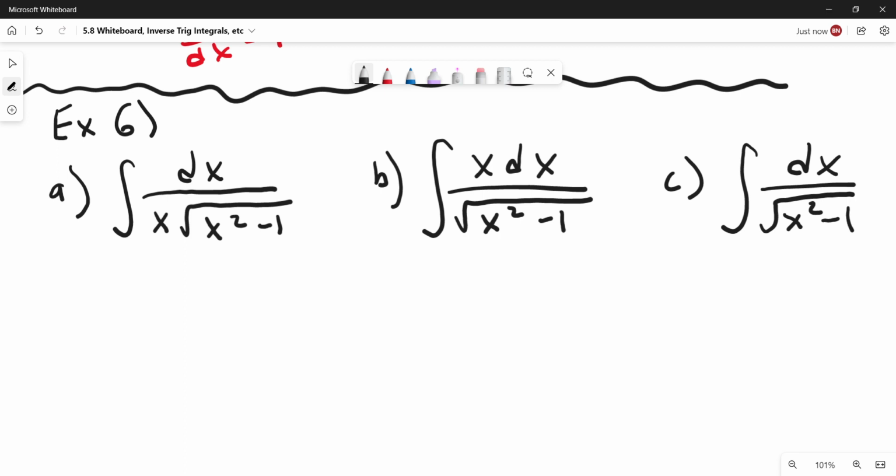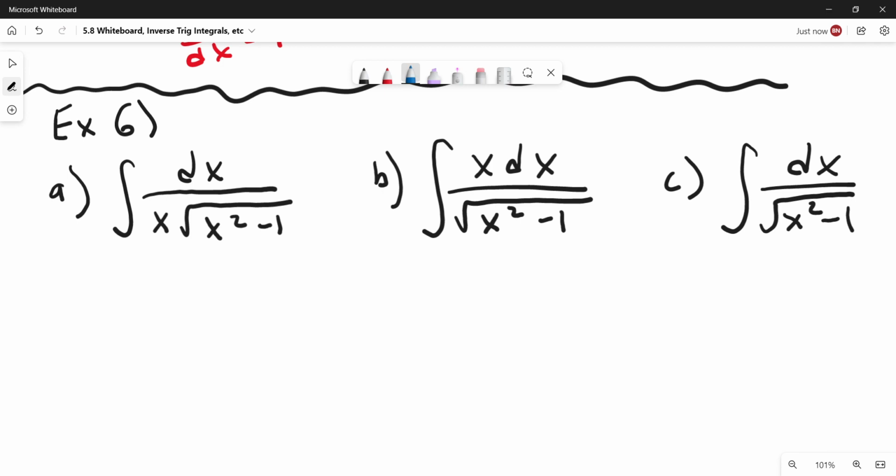So like in part A, to me, it's really hard to not look at that and immediately see, oh yeah, inverse trig looks real likely on that. In fact, that looks just like the formula for arcsecant. I mean, nothing fancy about it. It just is what it is.